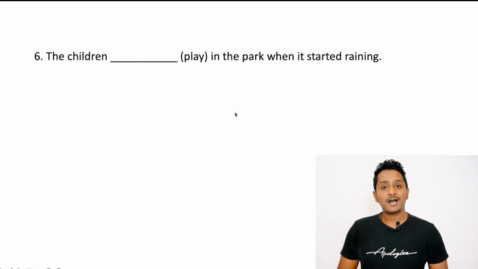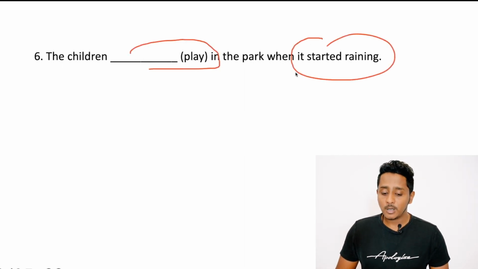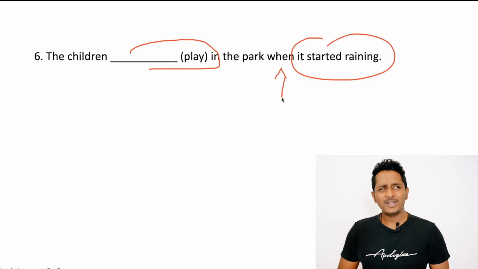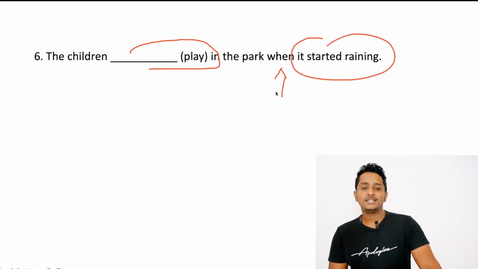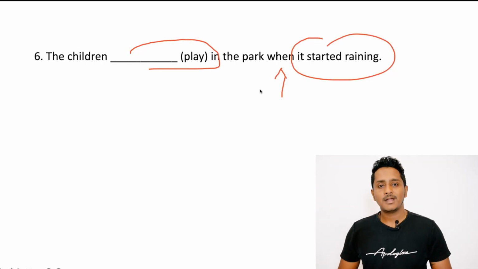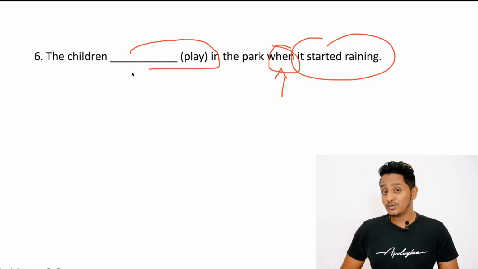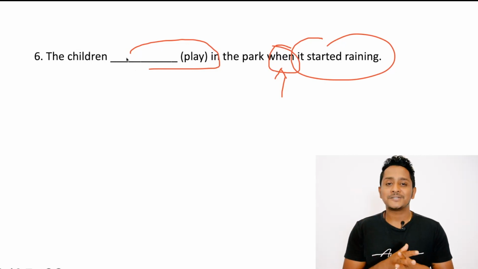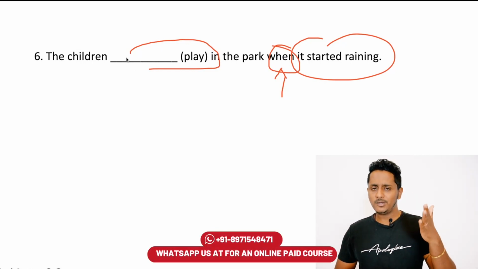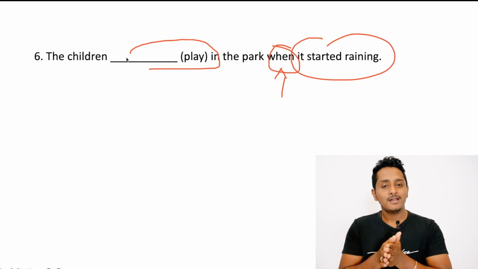The children dash in the park when it started raining. Always remember, when there are two events accompanied by the word when, usually use past continuous tense. I was eating pizza when my friend entered. Sometimes past perfect tense is also used, like children had played. That is to compare which event happened first. We went to the theater when the movie had started. Had started is the event that happened first, and we went later.